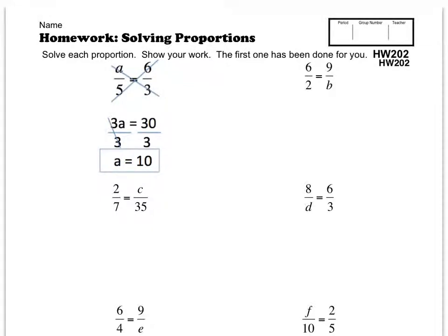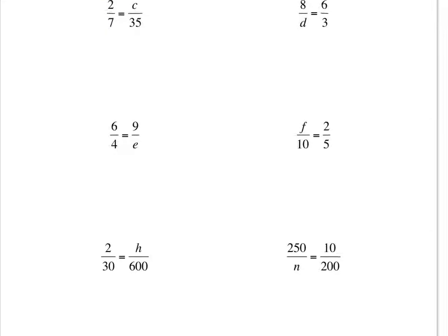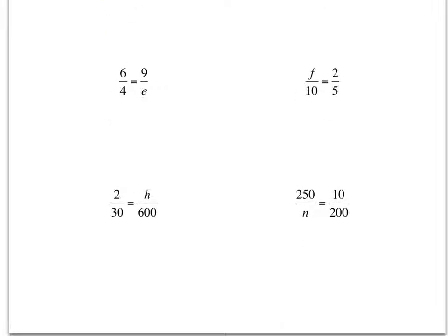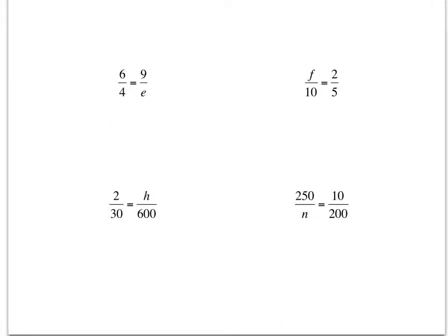Okay, so let me try a different one. Let's try this one down here. Okay, so here I have 2 compared to 30, or 2 is to 30, is equal to h is to 600. So I'm going to go ahead and cross multiply. Okay, and I get 30 times h is 30h is equal to 2 times 600 is 1,200.